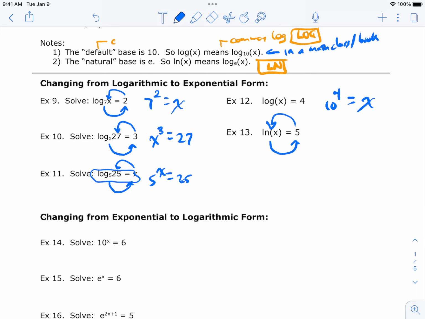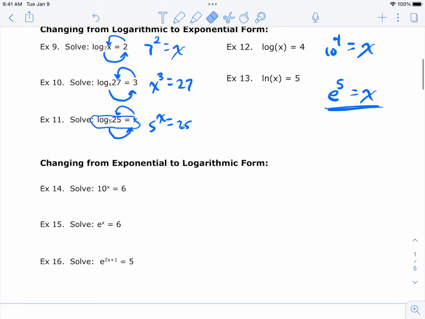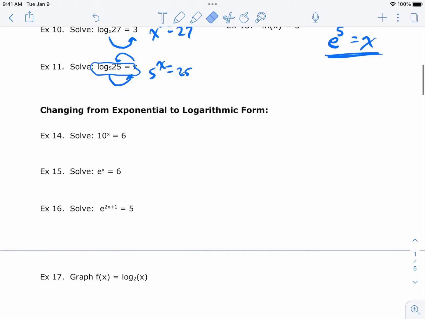Well, if it's natural log, the base is e, so it's e to the power of 5 equals x. And usually we'll just write it that way. You could go on your calculator, type in 2.71828, raise it to the 5th power, or better yet, find the e button on your calculator, raise it to the 5th power, get a crummy decimal out of it. But usually e to the 5th looks really good. We'll leave it that way. You can go the other way.